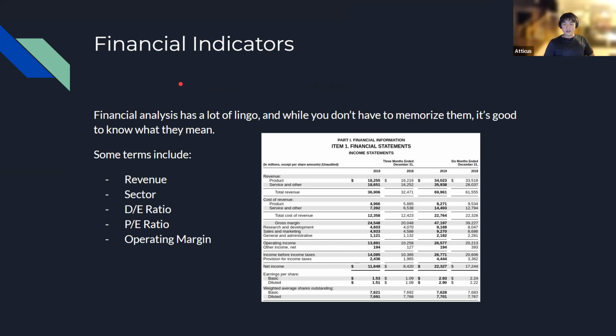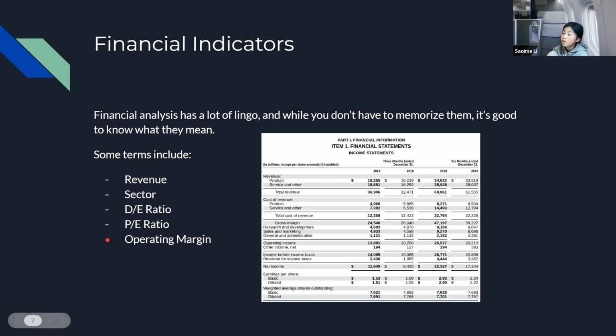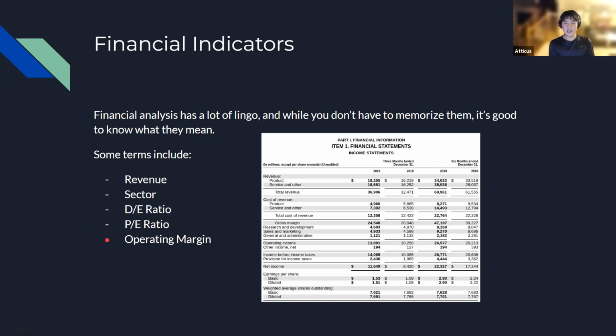Financial analysis has a lot of lingo, and you don't have to memorize them, but it's good to know what they mean. Some terms include revenue, sector, DE ratio, PE ratio, and operating margin. What are the DE and PE ratios? Good question. DE means debt to equity. That means how much a company owes compared to how much they have altogether.